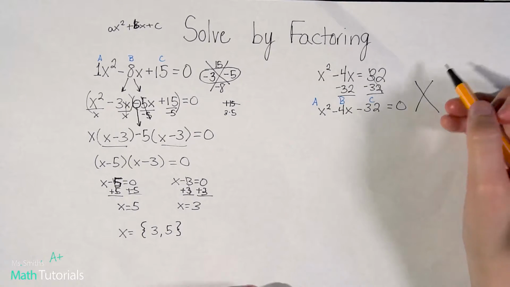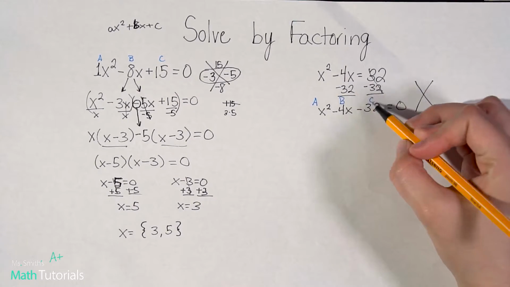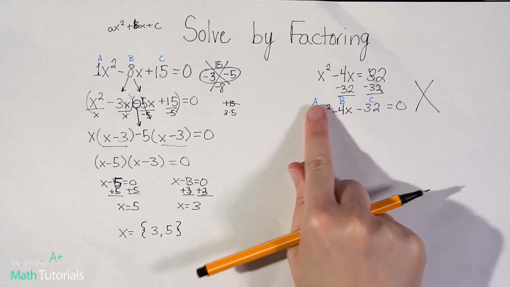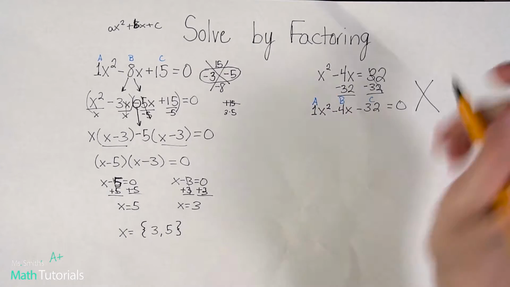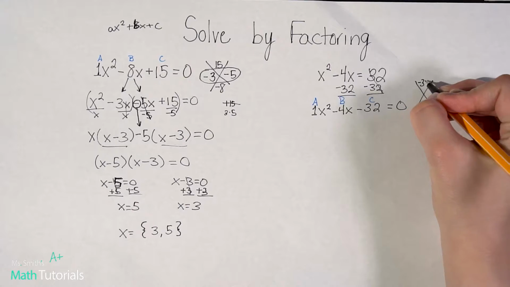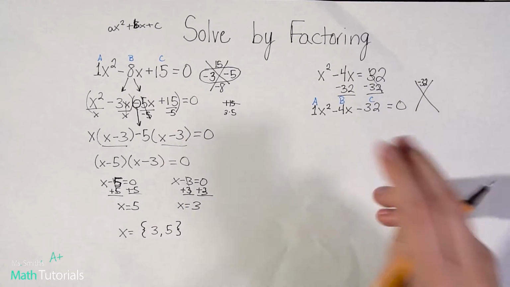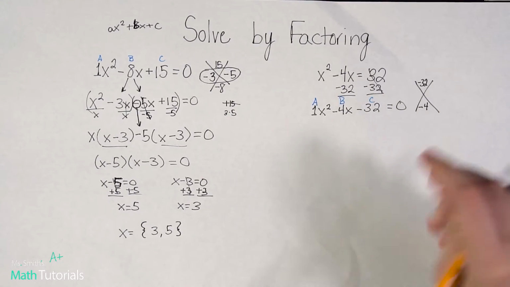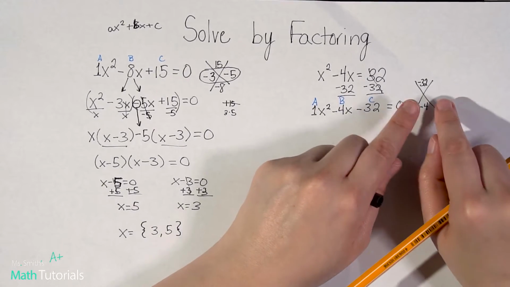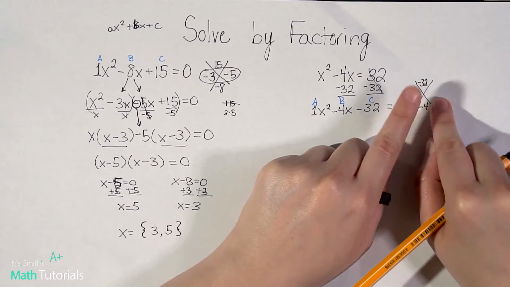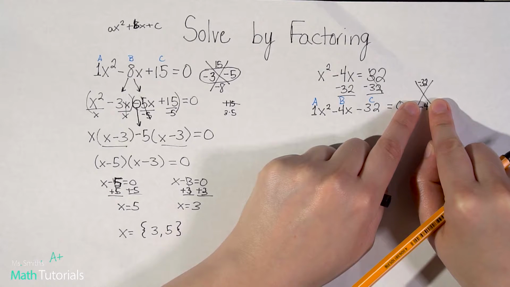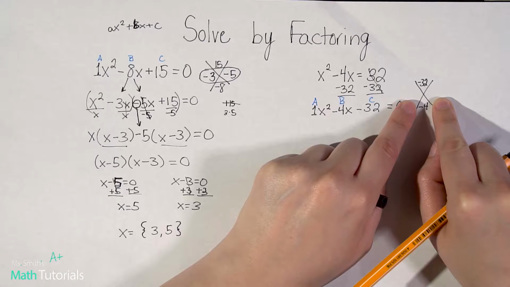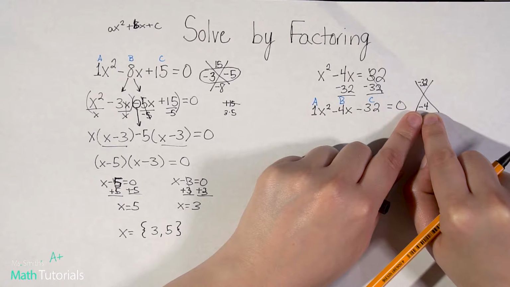Okay, now with my x box, my A times my C, that A is an understood 1. 1 times negative 32, which would be negative 32. My B value goes in the bottom, negative 4. Now, let's think about this. We've got 2 numbers we're trying to find. Okay, they're going to multiply to give me negative 32. They're going to add to give me negative 4.